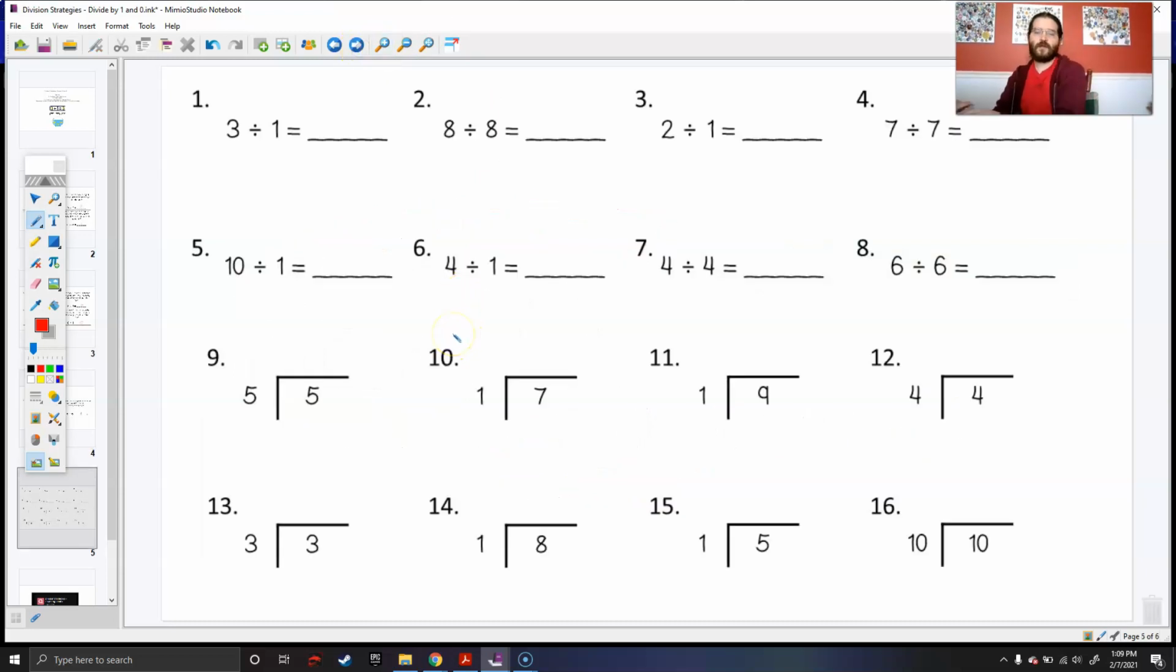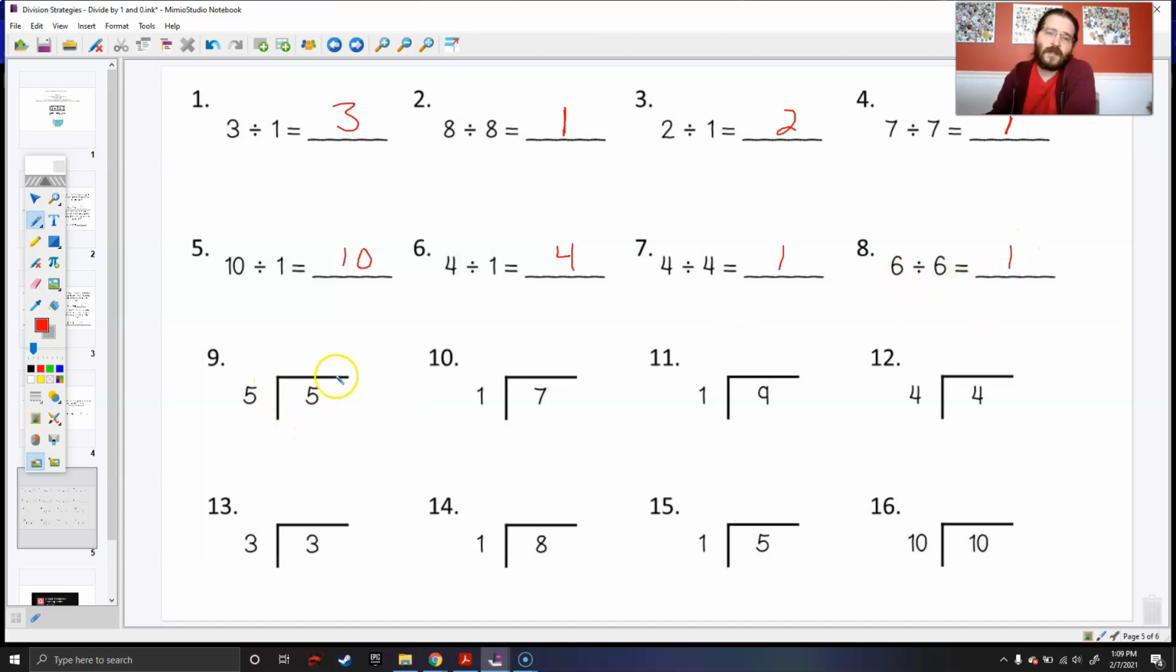All right, so let's do some quick math. So 3 divided by 1, anytime we divide by 1, you get that same number that we start with. Anytime that we divide by the same number, we're going to get 1. So 2 divided by 1, we get 2. 7 divided by 7, we get 1. 10 divided by 1, we get 10. 4 divided by 1 is 4. 4 divided by 4, we're dividing by the same number again, so we get 1. 6 divided by 6, same number again, we get 1.